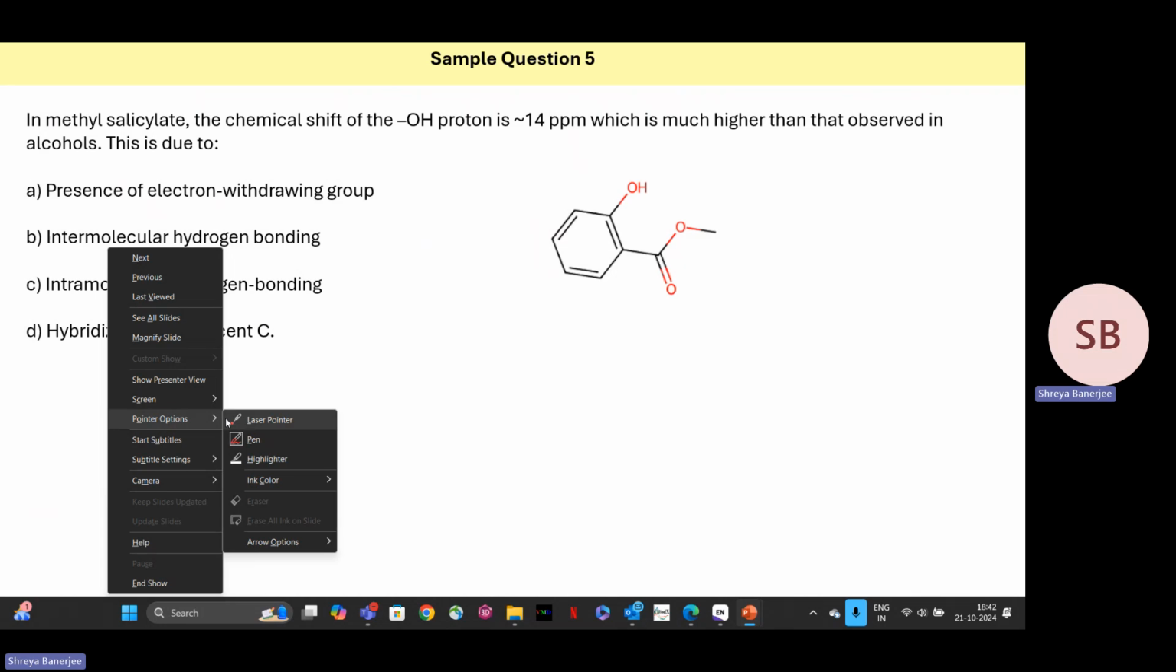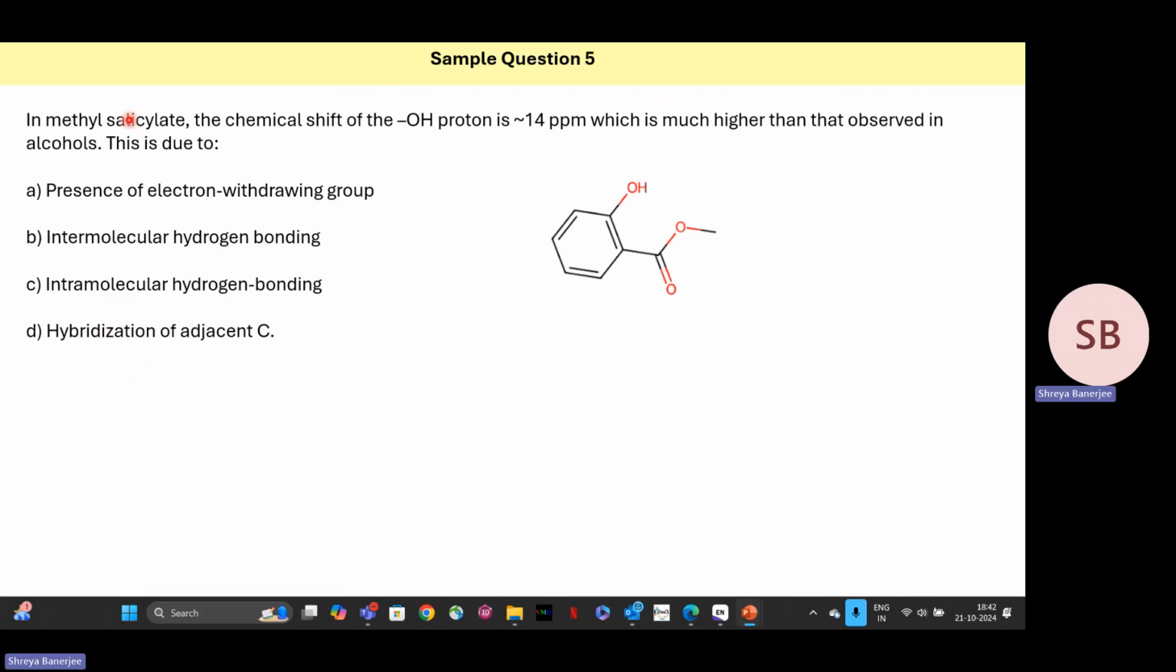We will move to the next question. This is saying in methyl salicylate, the chemical shift of the OH protons is 14 ppm, which is much higher than that observed in alcohols. Normally in alcohols, you will see a shift of 5 to 7 ppm. So why is the alcohol proton of methyl salicylate, this compound, so much more downfield shifted?